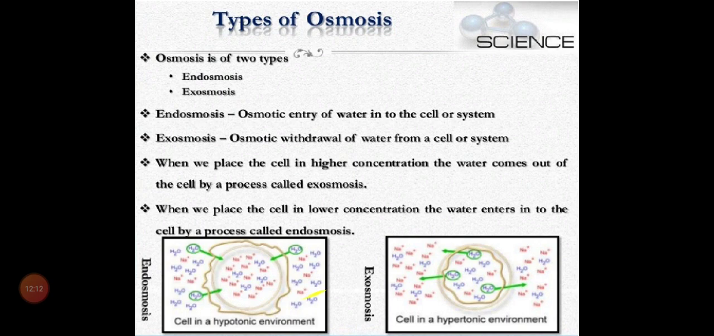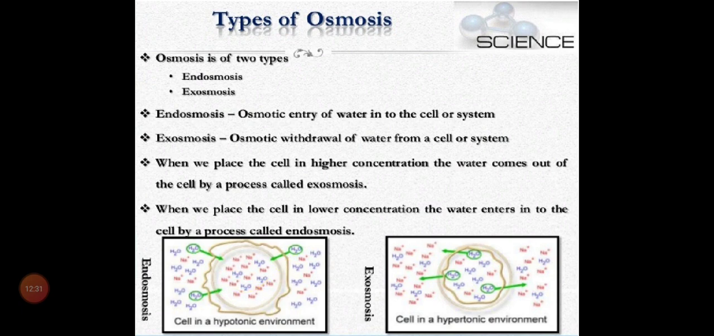So this is the picture given for exosmosis and endosmosis. In endosmosis, you keep the bowl containing water molecules, your seed, and all the water enters into your seed or apricot, so the seed becomes swollen. So this is the process of endosmosis.